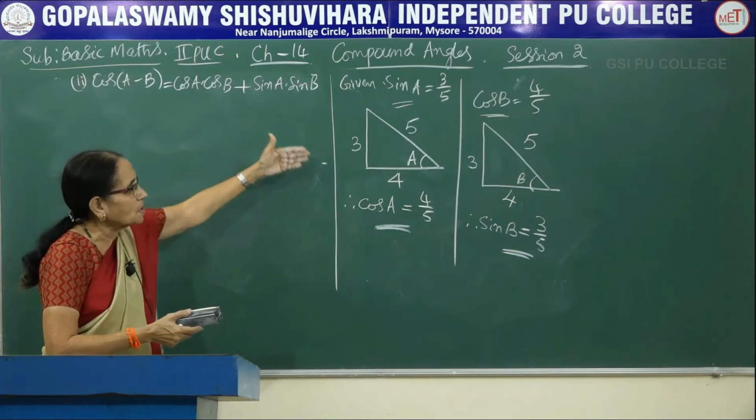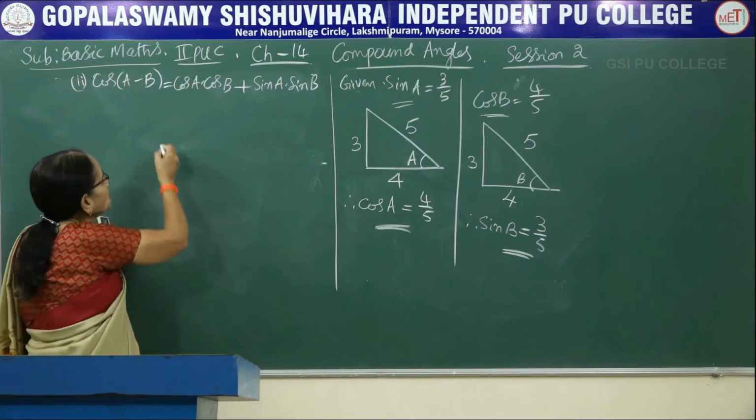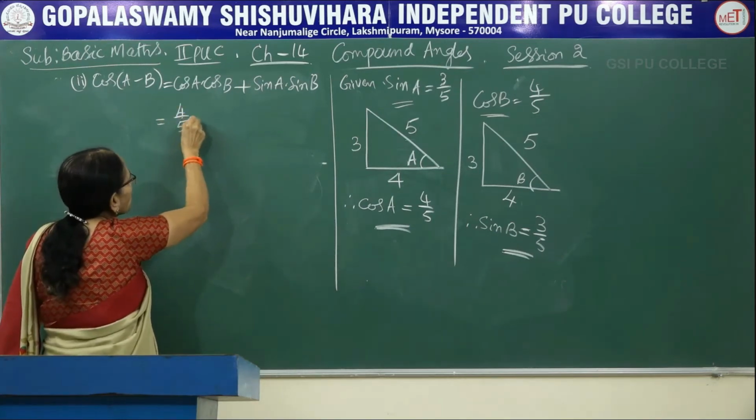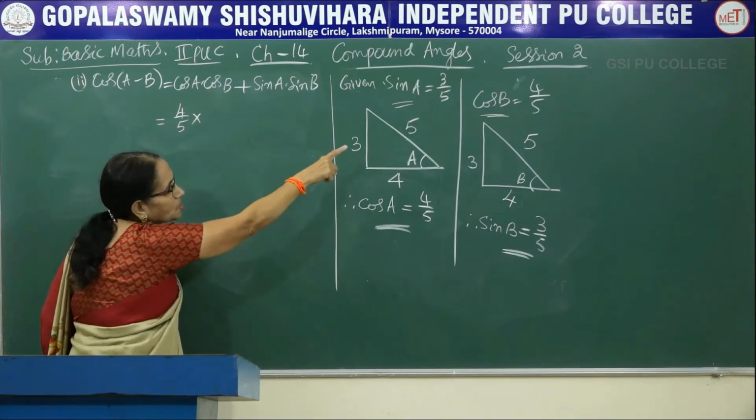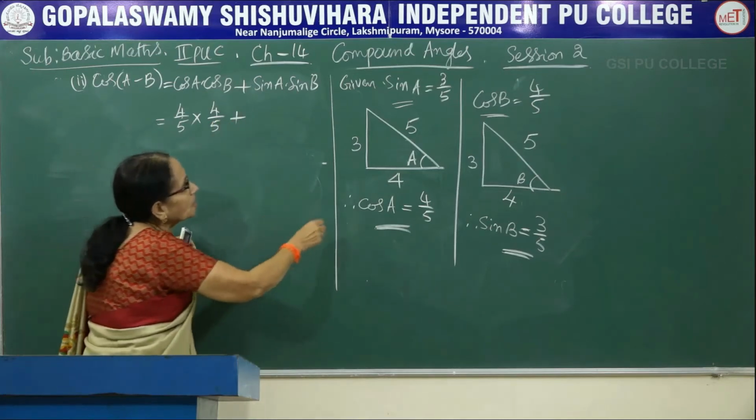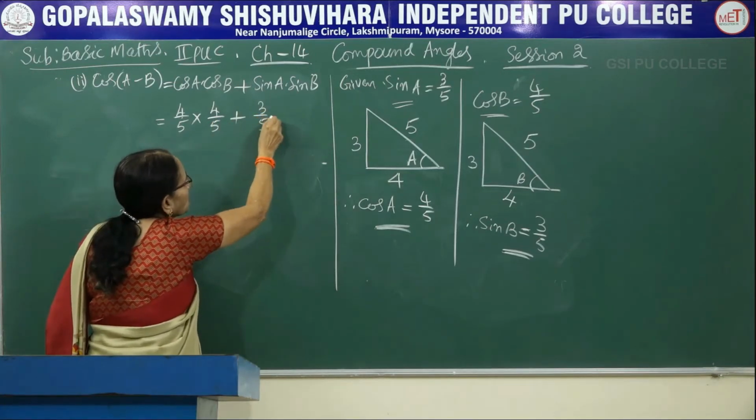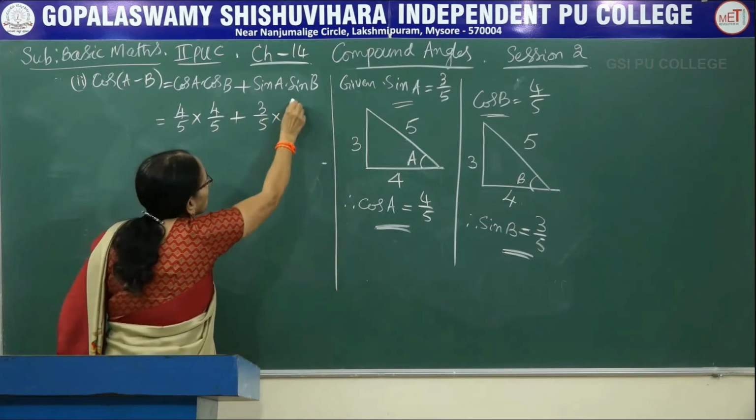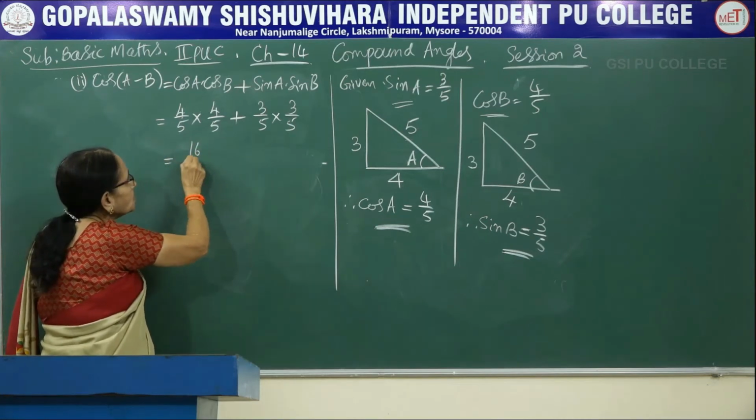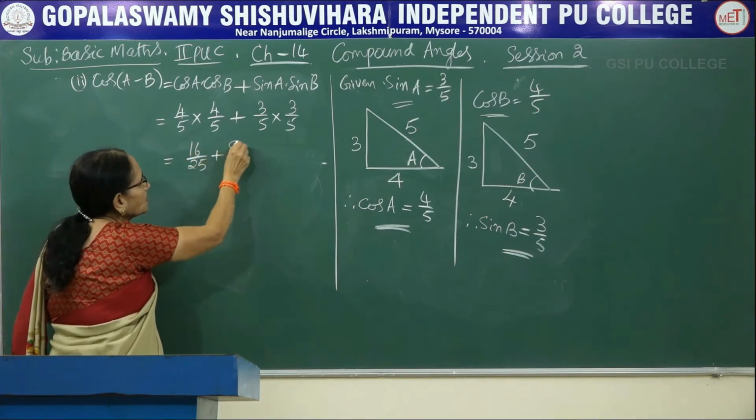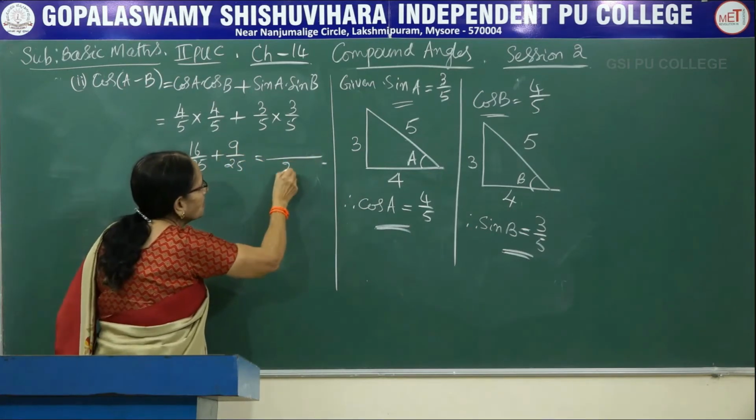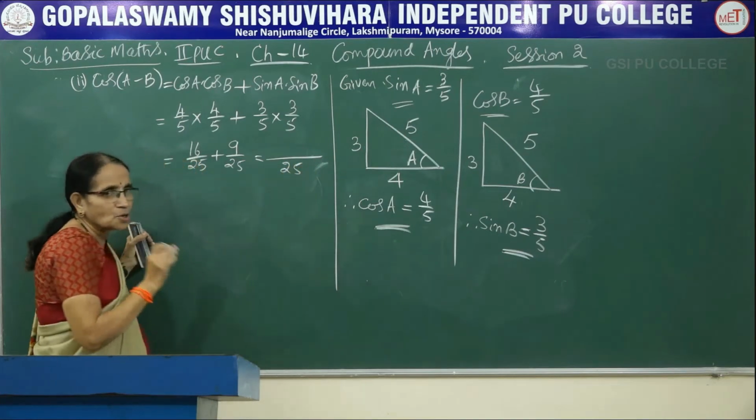Again, all the values on the right hand side are already known to us. So it is cos A. Go to the figure. Cos A means it is 4 by 5. Then cos B, which has been given to us, it is 4 by 5 again. Now sin A, it is given to us, 3 by 5. Sin B, you have calculated already, that is also 3 by 5. So multiply them. 16 by 25 plus 9 by 25. Here also the LCM being the common denominator, it is 25.